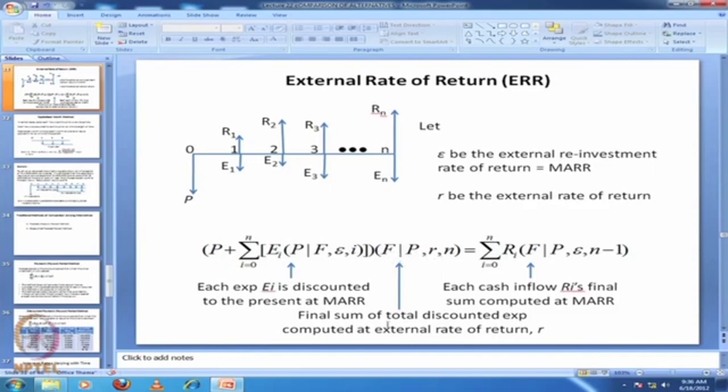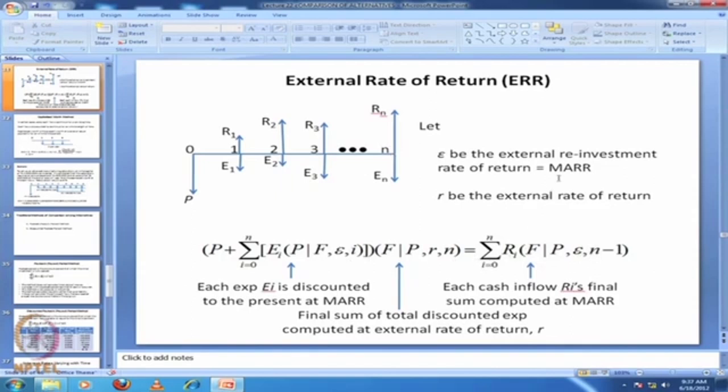So, multiplication by the single payment compound amount factor, F given P, R, N. R is taken here, whereas the discounting was made at the rate of MARR; we are interested to find out the external rate of return R. So, if this amount was invested externally, then we call it P, R, N, and that is equal to all the revenues when their final sum is calculated at the end. The final sum is Ri multiplied by F given P, epsilon, n minus i. So, for each one, the final sum is found at this point, and all expenses plus the initial investment calculated here are found, the final sum is found at this point, and they are made equal.